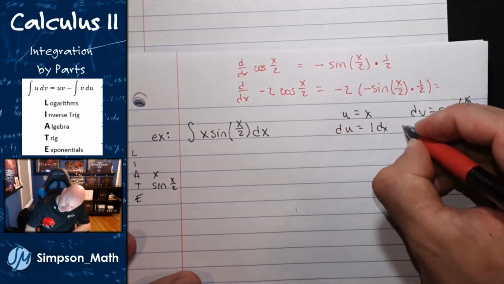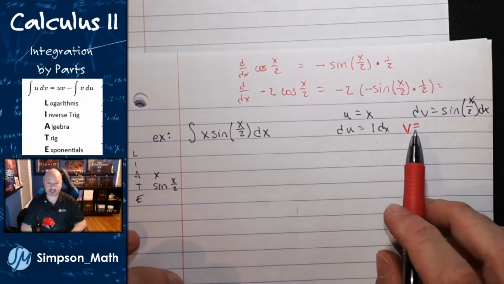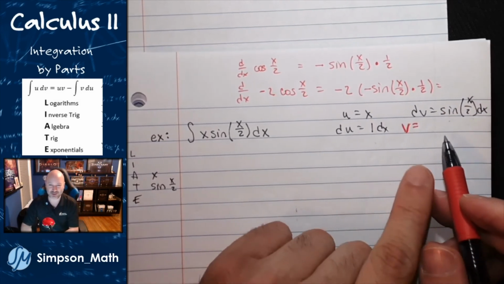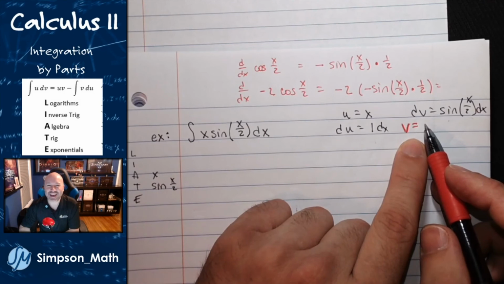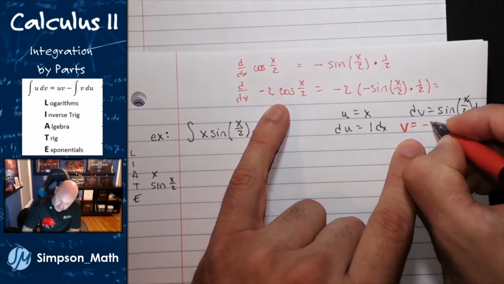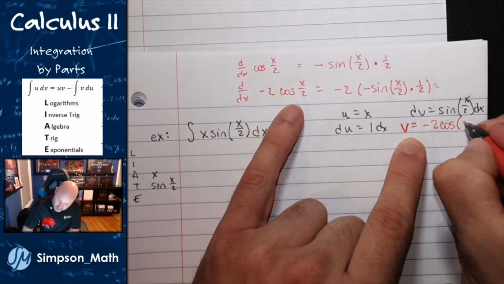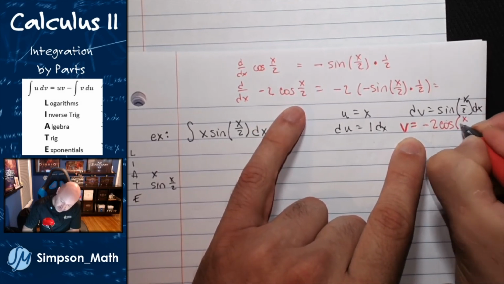Okay. It's been a while since I've taken calculus. Maybe that's fresh in your mind. It took me a while though. All right, so I get v to be negative 2 cosine of 1/2 x, or x over 2.